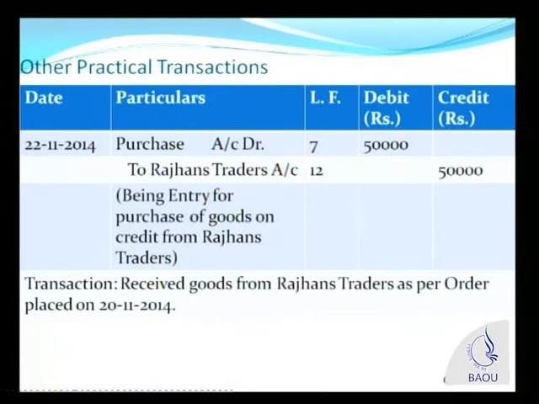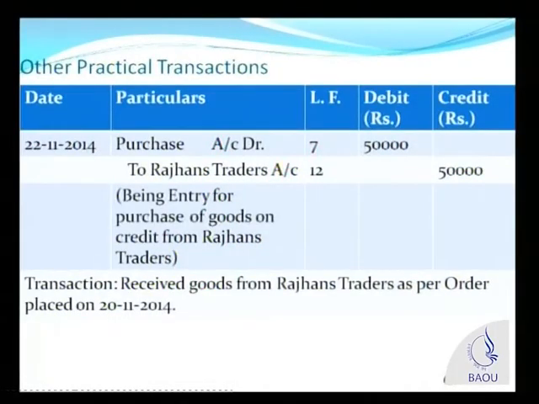Now you are not being told whether you have purchased these goods for cash or on credit. Friends, when you are not being told that the goods are purchased for cash, it usually implies that you have purchased goods on credit. Further, the name of the party from whom you have purchased the goods is also given, that is Rajhan's traders. So we will treat this transaction as a credit purchase transaction. However, if there is a specific information that the goods are purchased from Rajhan's traders for cash, then even though the name of Rajhan's traders is given to you, it will be treated as a cash purchase transaction. This is an important point to be kept in mind by you.